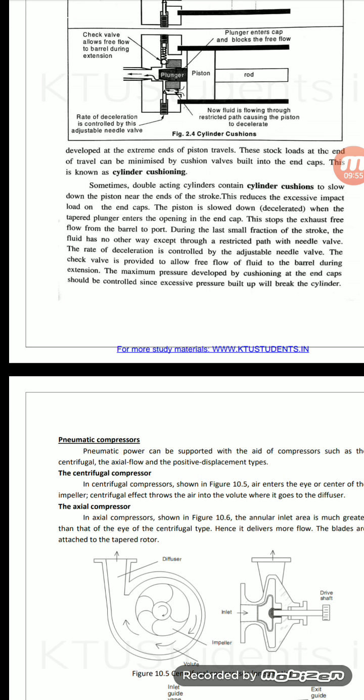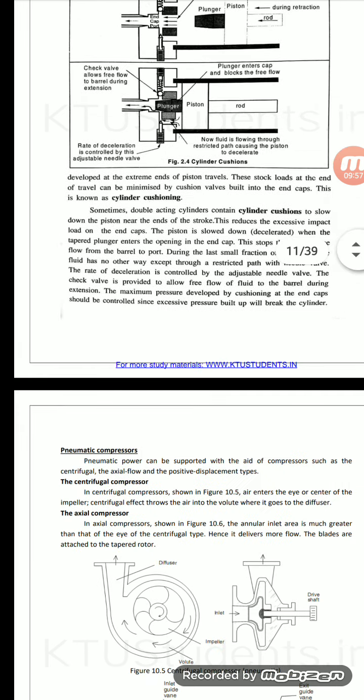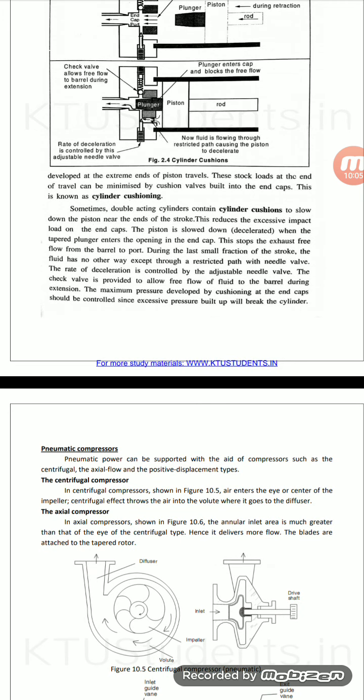So the next one, pneumatic compressors. Pneumatic compressor means the power can be supplied with the aid of compressors such as the centrifugal, the axial flow, and the positive displacement type. In the centrifugal compressor, when the air enters the eye or center of the impeller, the centrifugal effect throws the air into the volute, and then it goes to the diffusers.